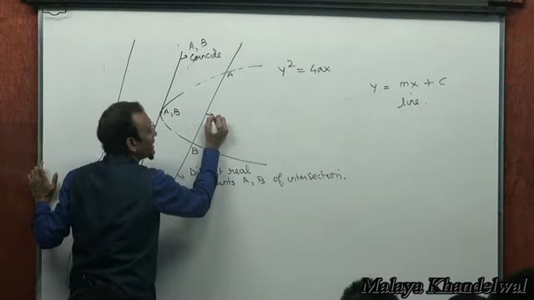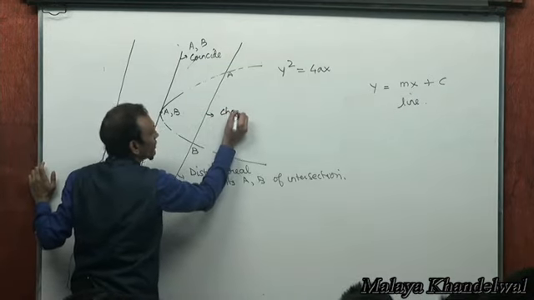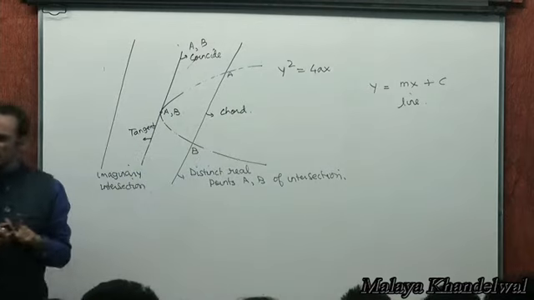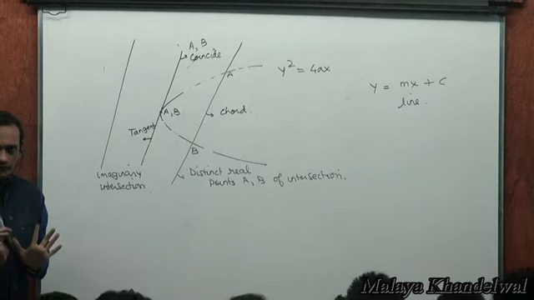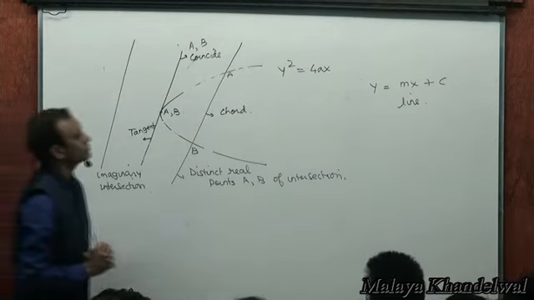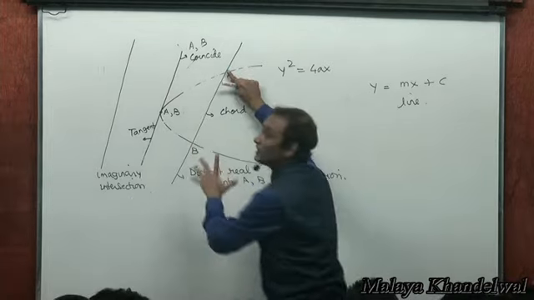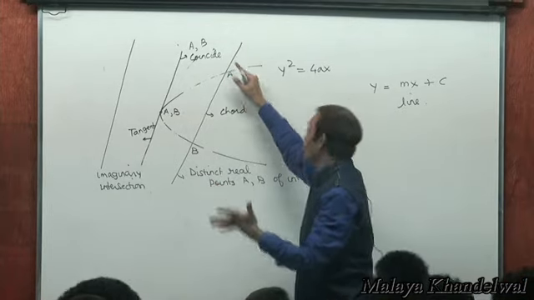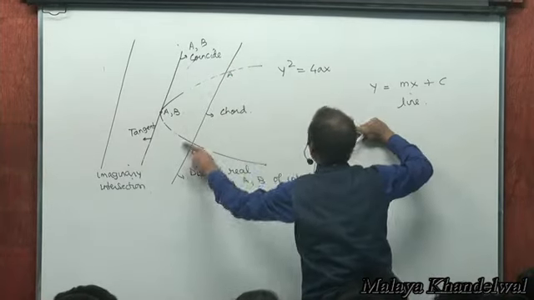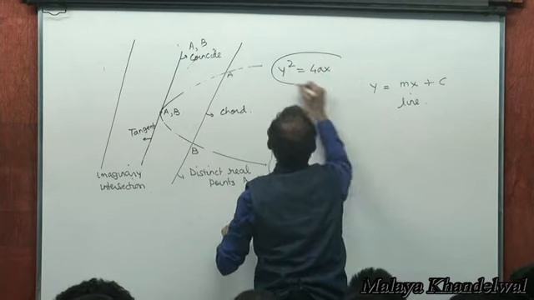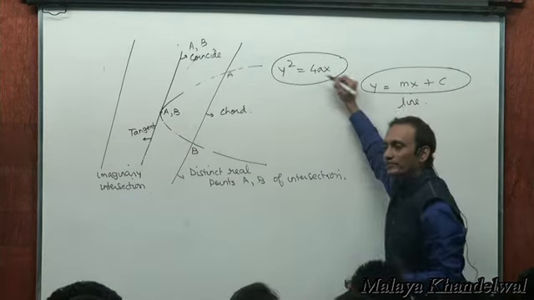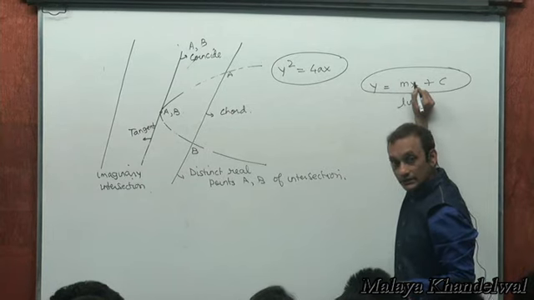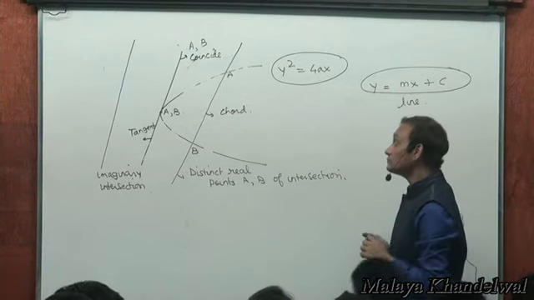When a and b are real and distinct, it becomes a chord or a secant. Now how do I find a and b, real or imaginary? A and b are actually the intersection points of this parabola with this line, yes or no?